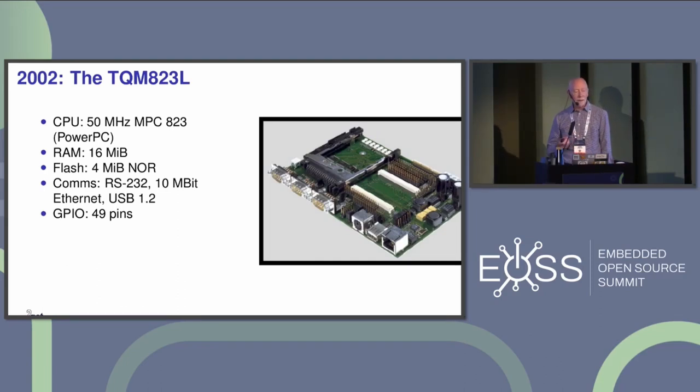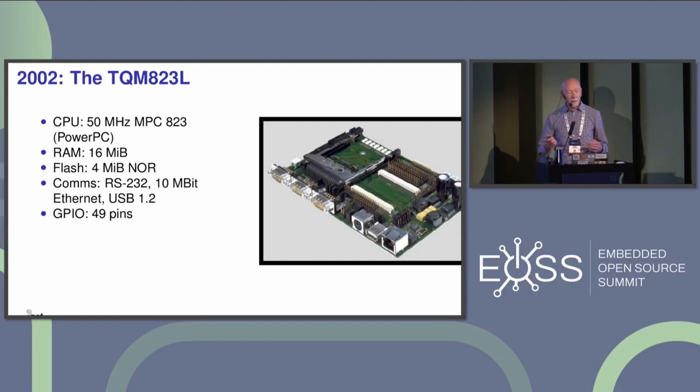So it's a 50 megahertz PowerPC 823. Actually, the 860 was much more popular. There were a lot of products at that time based on the MPC 860. We had 16 megabytes of RAM, which we thought was a lot. We had 4 megabytes of NOR flash memory, which even then didn't seem very much. So you had to be pretty careful to condense everything down to fit into 4 megs.